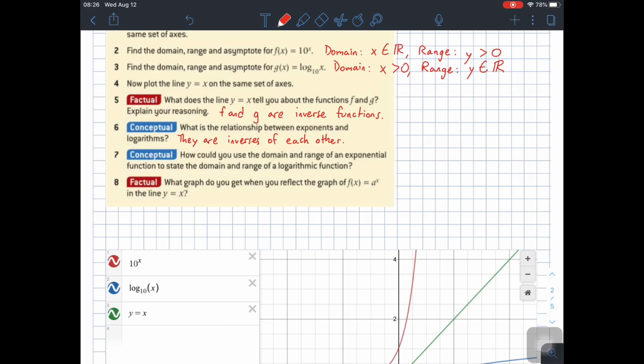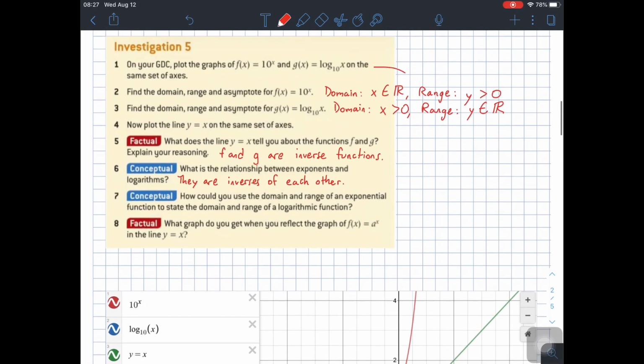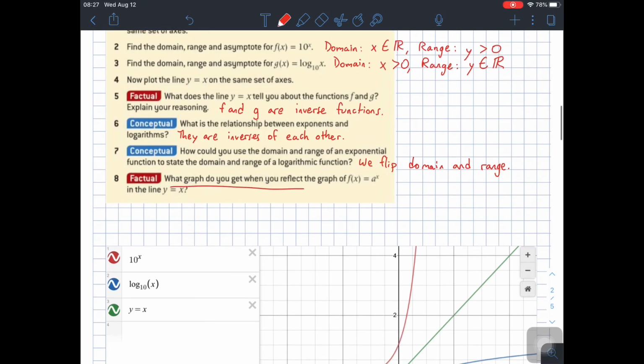Then it says, how could you use the domain and range of the exponential function to state the domain and range of the logarithmic function? This is what we just saw. It's actually just flipping the order, right? We flip the order. I'm going to write it like that. We flip domain and range.